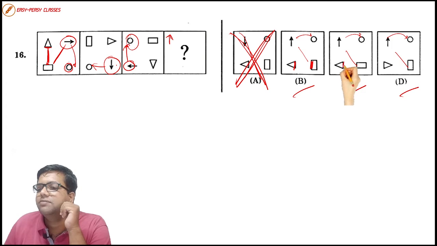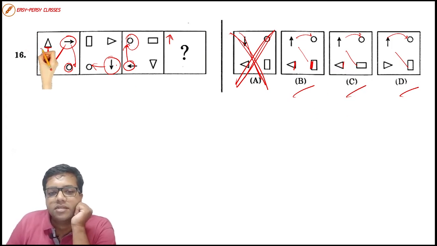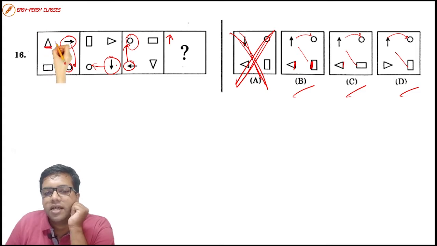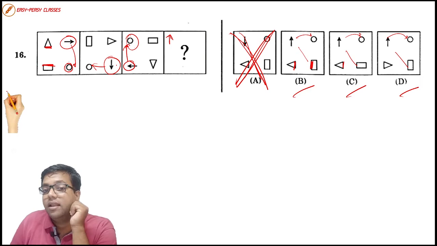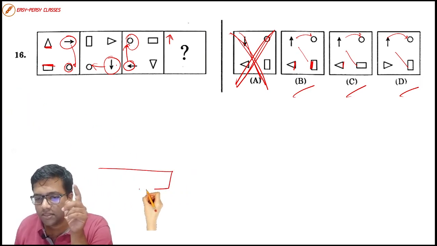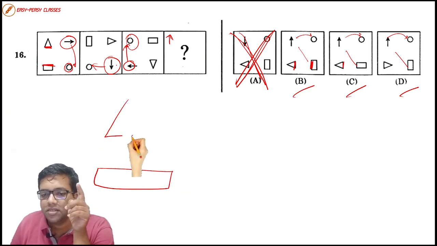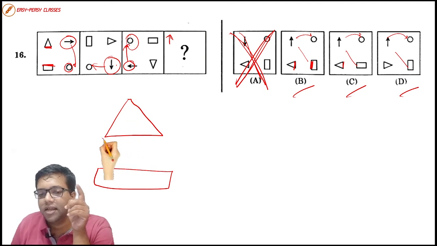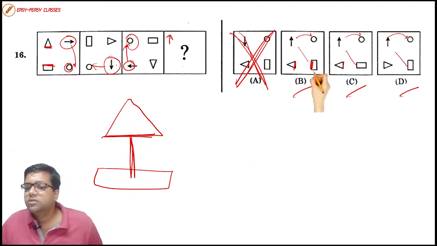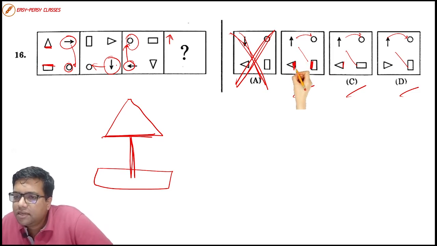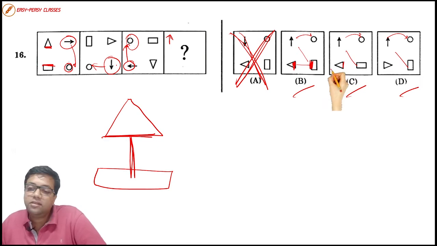Okay, see the base of the triangle over here, if you see properly, the base of the triangle is facing towards the length of the rectangle. The longer side of the rectangle is facing the base of the triangle. See, these are complementary to each other here. So now the base of the triangle is facing towards the length of the rectangle.